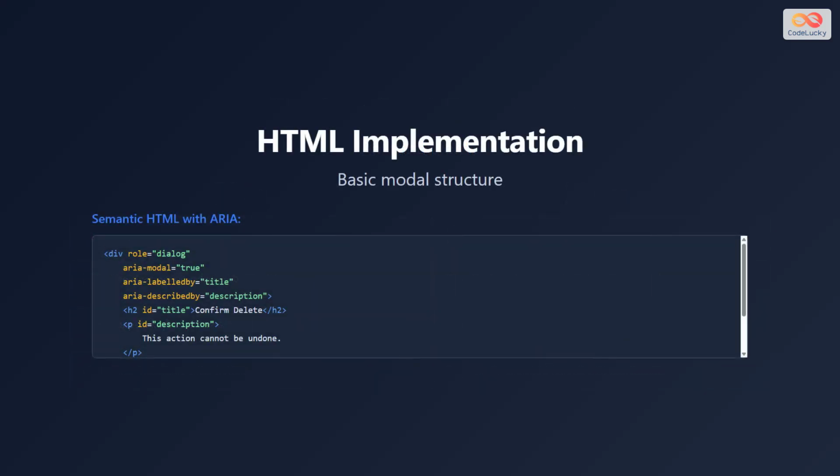When building a modal with HTML, use semantic markup with ARIA attributes. Start with a div element using role equals dialog to mark it as a modal. Add aria-modal equals true to indicate it is a modal dialog. Use aria-labelledby to point to the modal's title and aria-describedby to point to the modal's description. Inside, include an H2 heading with an id for the title, a paragraph with an id for the description, and buttons for user actions like cancel and delete.